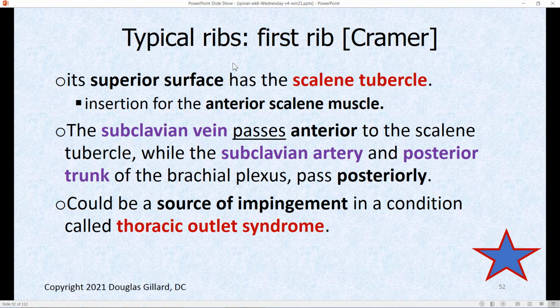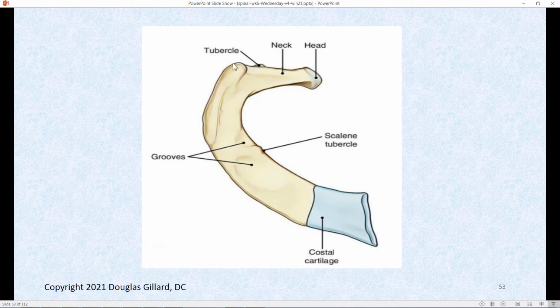And this is a source of something called thoracic outlet syndrome. If you have a super thick anterior scalene, or the rib is fractured and it's healed with a big callus, you can compress the neurovascular bundle. More problematically, you can compress the inferior trunk of the brachial plexus, and you can get all sorts of trouble from that. In general, that's called thoracic outlet syndrome.